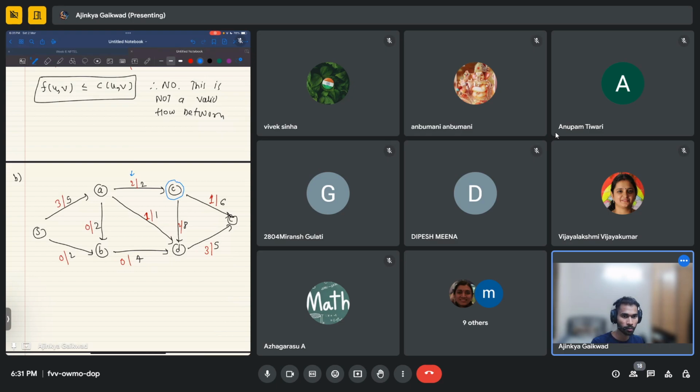Now this is called flow conservation. The amount of flow going inside a node should be equal to the amount of flow leaving that node. But if you see here, the flow leaving C is 1 plus 2. This is 3. So this is incorrect. So this is the second property of a flow network. So this is called flow conservation. So what is flow conservation?